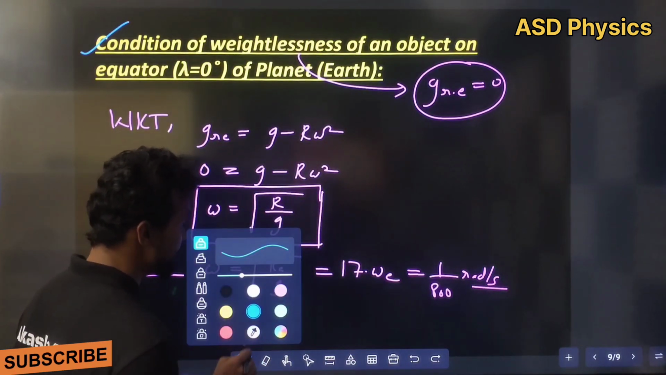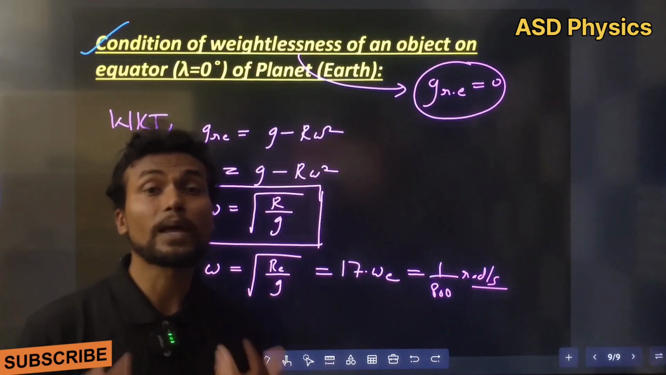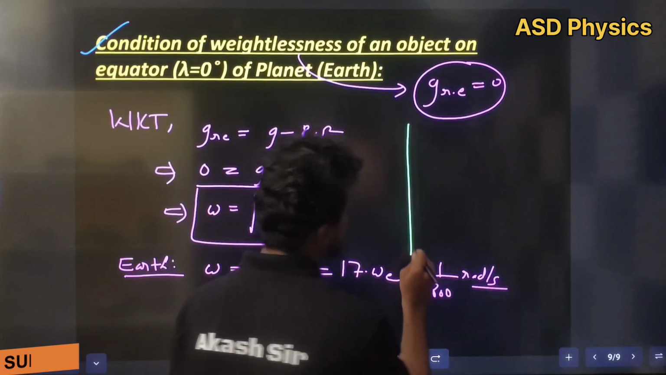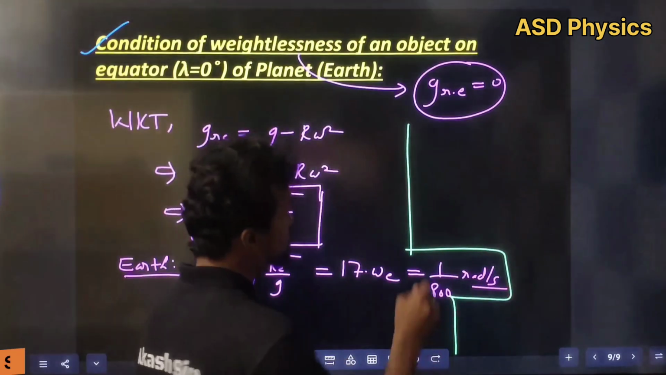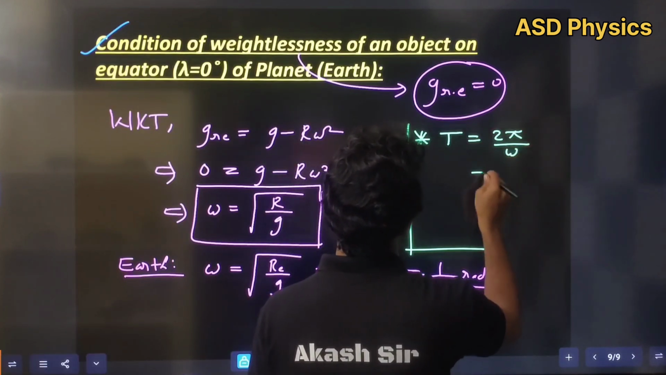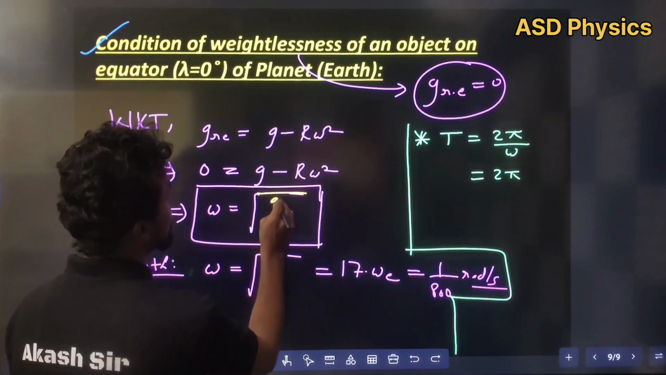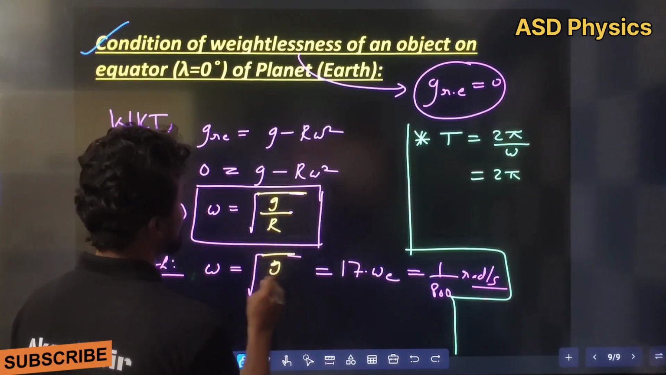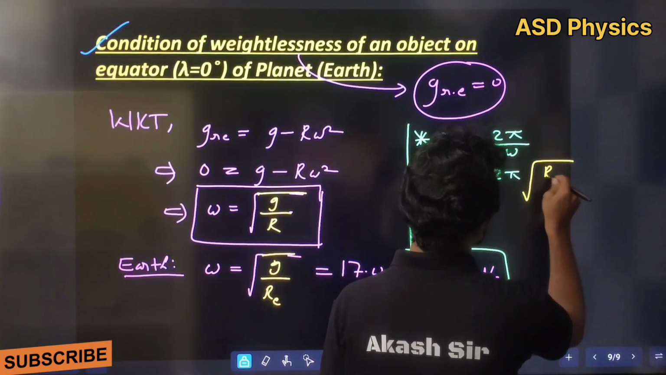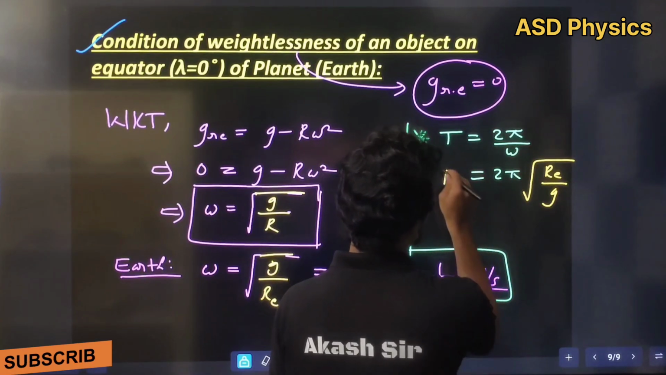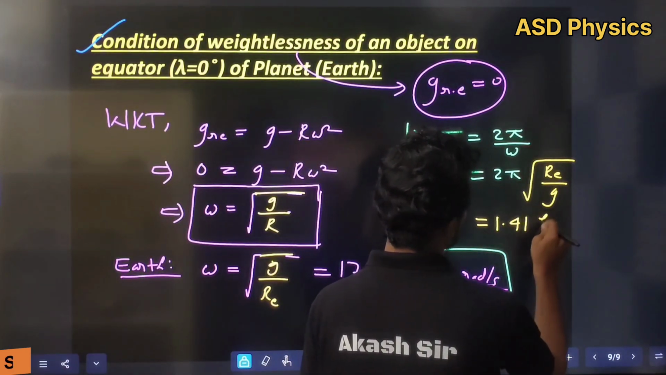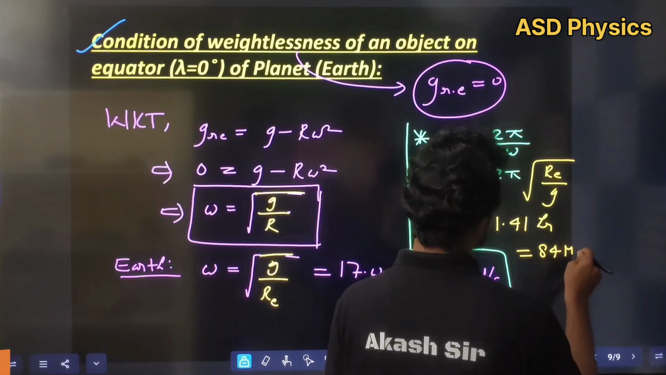Similarly, if I talk about the time period, what is the current time period of the rotation of the earth? 24 hours. But if we want to make all the objects on the equator weightless, then what should be the time period? The time period will become T equals 2 pi by omega. Put the value of omega, it will come actually R by g, and here R_E by g. So T equals 2 pi root R_E by g. Please remember that this value is 1.41 hour or 84 minutes.